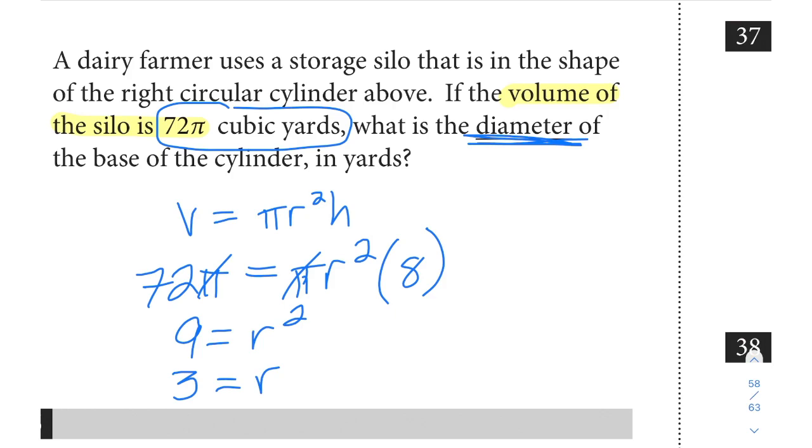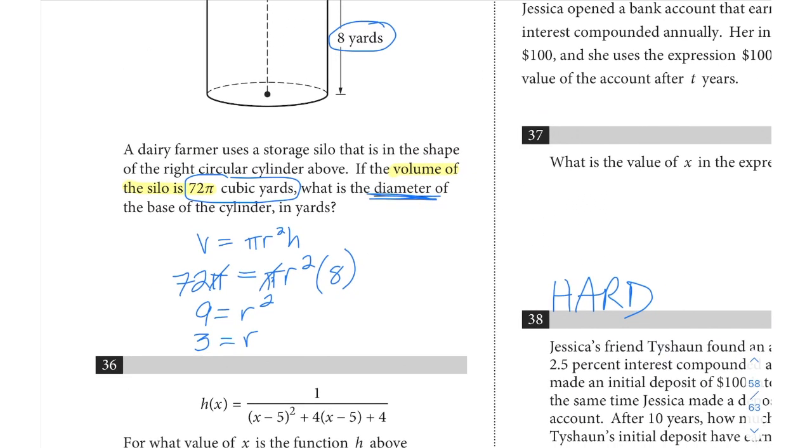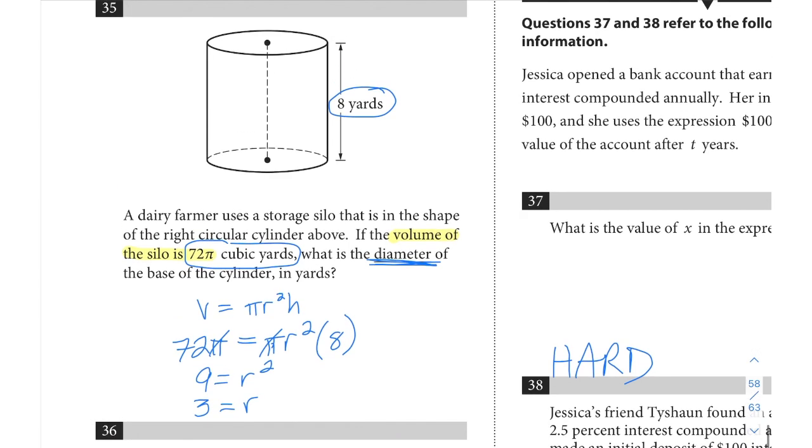Now, be very, very careful of what they're asking for. They even underline it for you, which is they're asking for the diameter of the base of the cylinder in yards. And what we solved for is the radius of 3. And if you know the radius, the diameter is just double the radius, which means our correct answer here would be 6. That's what we want to grid in.